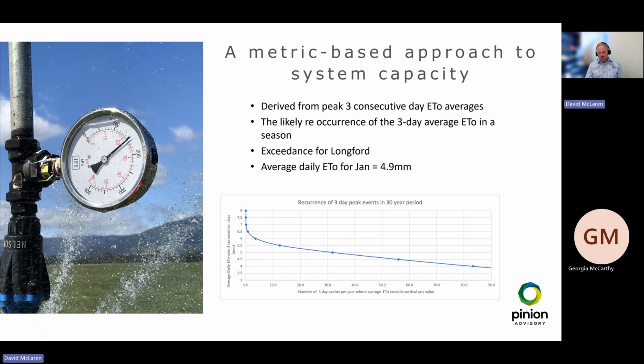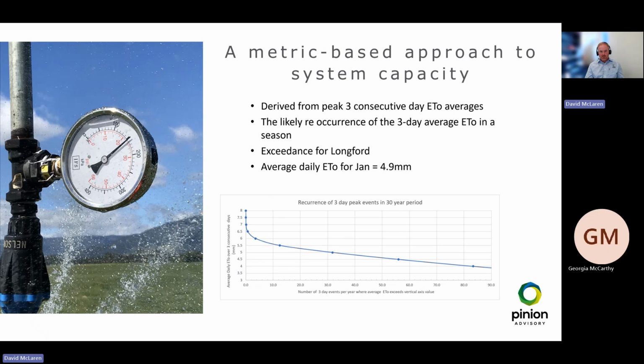So ETO is a calculated parameter, and it is calculated looking at the temperature, solar radiation, humidity and wind speed. So we're going to look at, in that local area which we want to irrigate, how often for 3 consecutive days do we achieve an ETO of X. So the likely reoccurrence of the 3-day average ETO in a season.